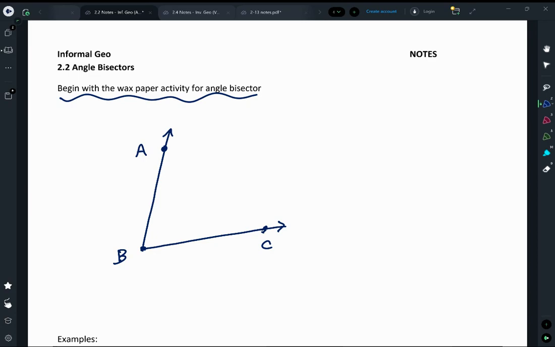What that did is when we folded it, it made this ray through the middle. Then we put an M on that ray, and that ended up being our angle bisector. It divided our angle into two equal parts. So that's what we did for that part of our notes.